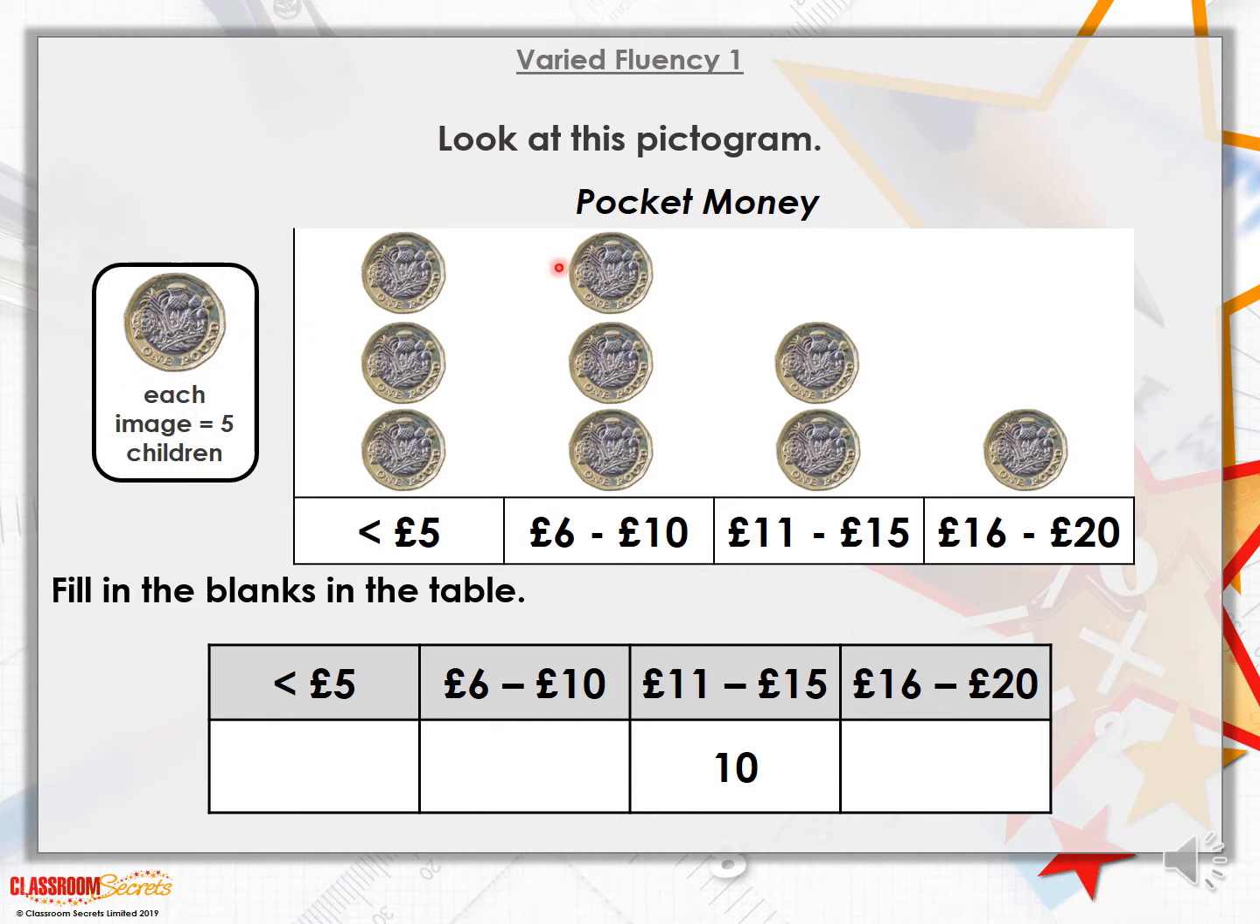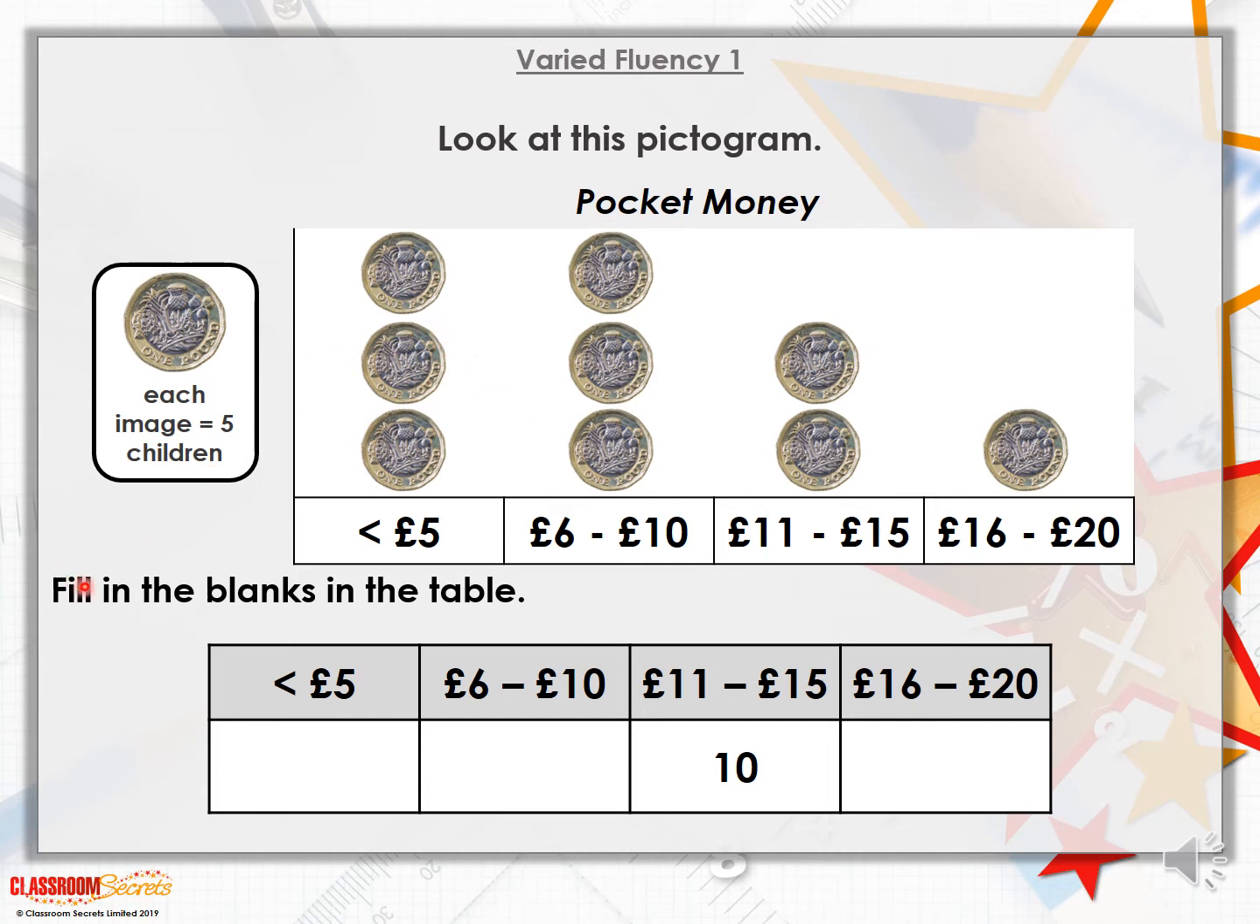So it says, look at this pictogram, and it's talking about pocket money. So this is children who get less than £5. Okay, so this is the pictogram for that. So £6 to £10, this is how many children get in between £6 to £10. This is how many children get in between £11 and £15, and this is how many children have £16 to £20. Now remember, each one of these pound coins is worth 5 children.